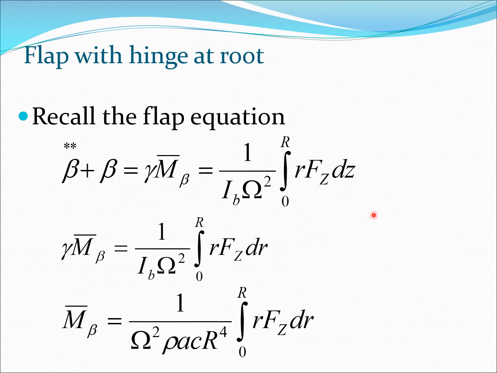So let's go back to the flap equation. And for simplicity, we will assume the case where there is a hinge at the root. And so this equation essentially has flap frequency of 1 per rev. So the coefficient here nu beta is simply 1. And now we turn our attention to the right hand side of the equation, which is given by this gamma M beta bar term. Now this particular M beta bar can be expressed in terms of Fz, which is the vertical force acting at a given section, which is at a distance small r from the blade root, and there is a small piece dr here.